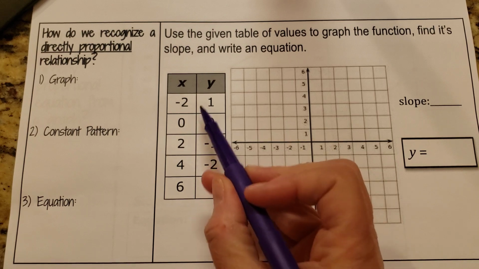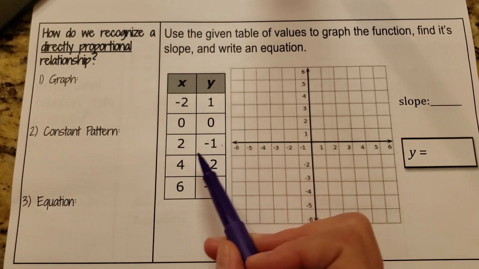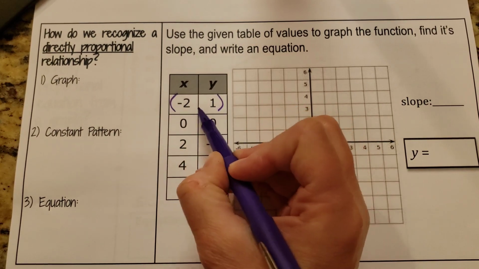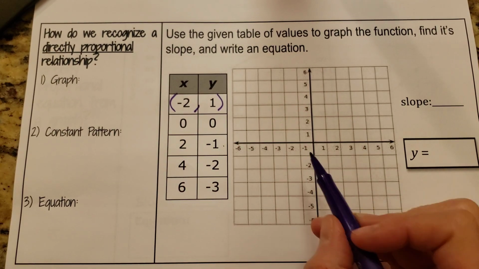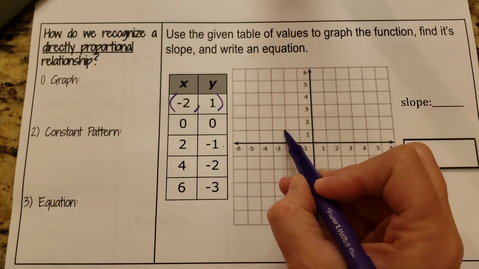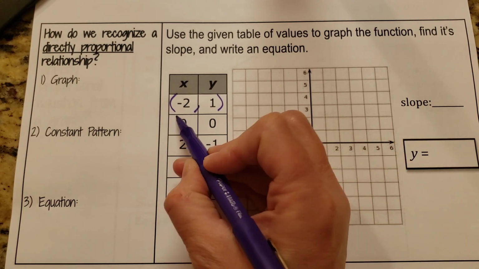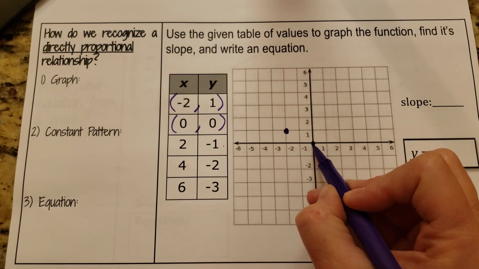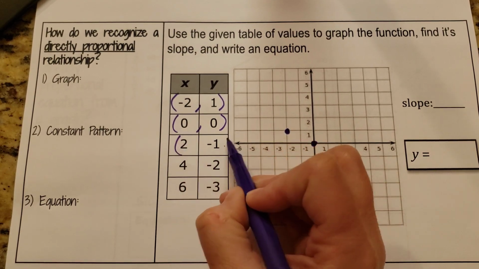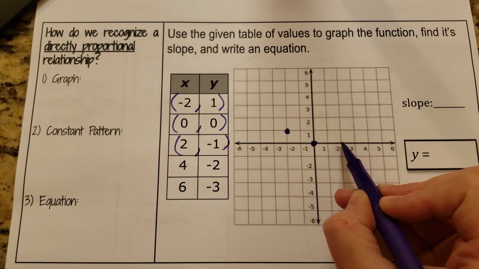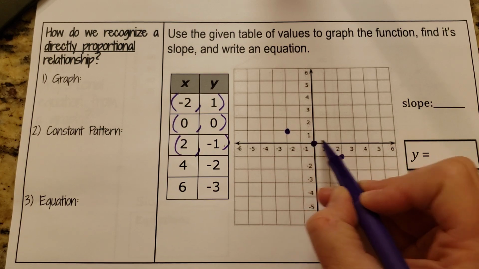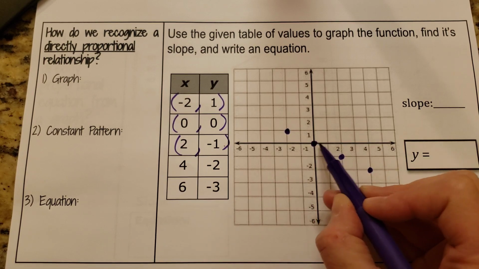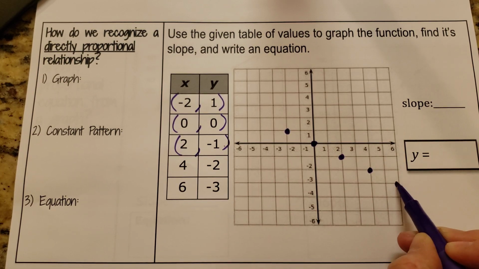And once you have the table filled in, we're going to go ahead and plot these coordinates on our coordinate plane. So remember, here we have an ordered pair, -2, 1, and we're just going to go ahead and graph that and make a point. And of course, we've got 0, 0 because all directly proportional relationships go through the origin at 0, 0. 2, -1, 4, -2, and lastly 6, all the way over to 6 and down to -3.